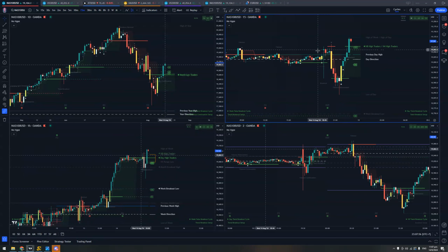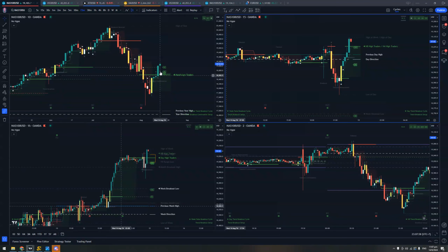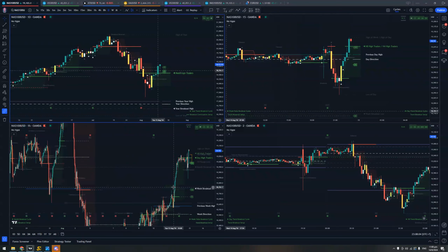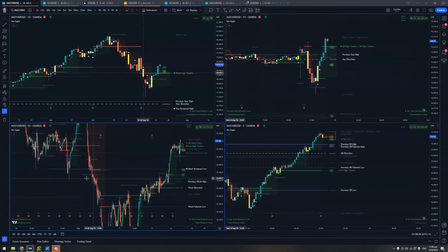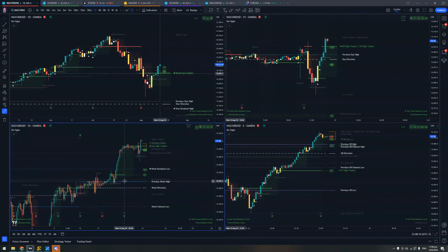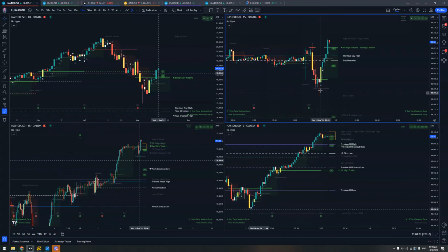Coming into this session, we had a breakout day, everything bullish. So I broke above the week breakout low. That turns all of this into a peak formation. We've broken above previous week high, faked out the previous month low, everything bullish, basically monthly, weekly, daily breakout levels, all bullish. So I'm looking for buys at the low of the day.